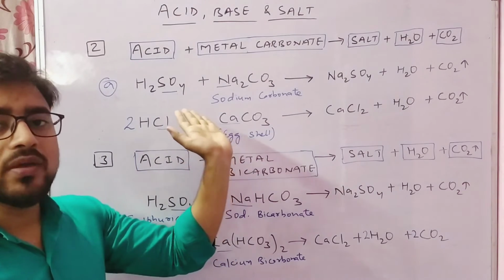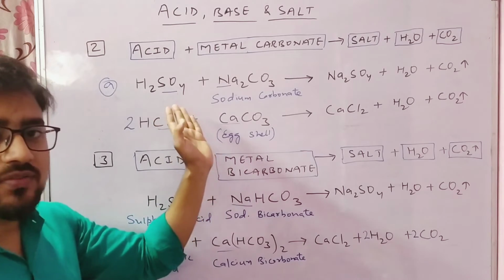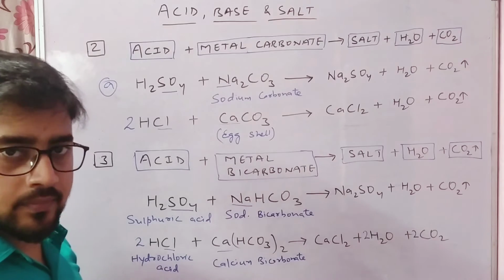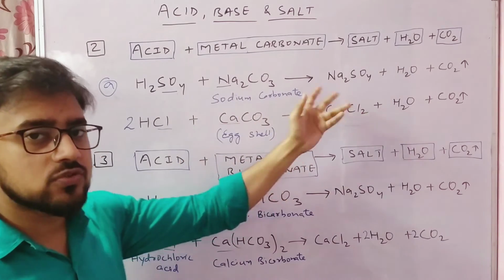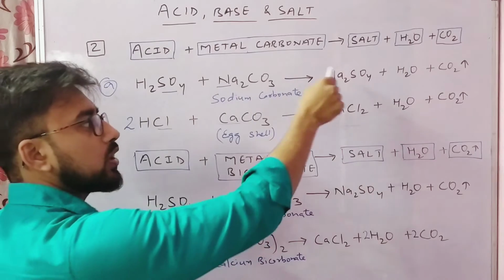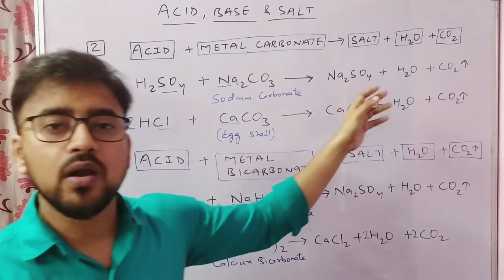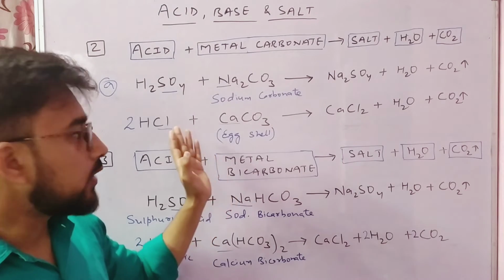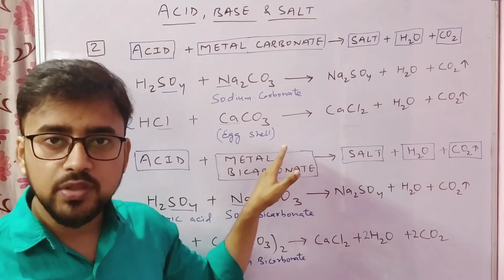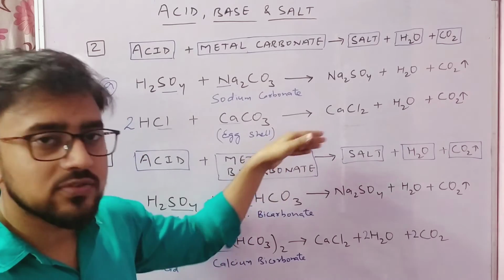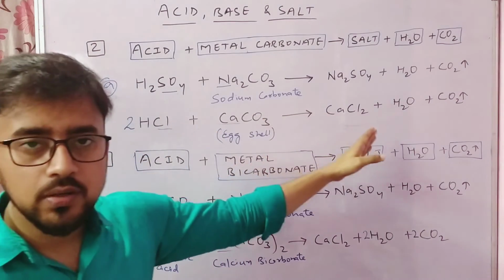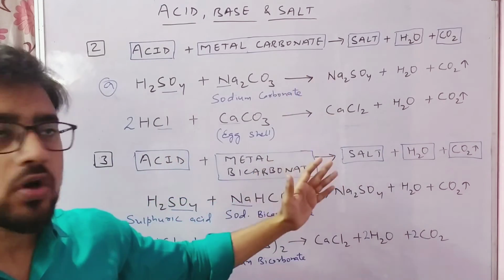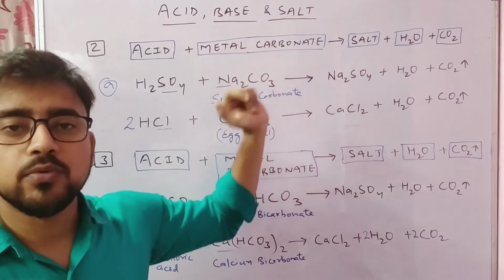Now let's see some more examples. Sulfuric acid H2SO4, when it reacts with sodium carbonate, will form the respective salt, sodium sulfate, which is produced along with water and CO2 gas. Similarly, hydrochloric acid reacts with calcium carbonate to form again a salt, calcium chloride, and water and CO2 gas will be released. So these were the two reactions of acids with metal carbonates.